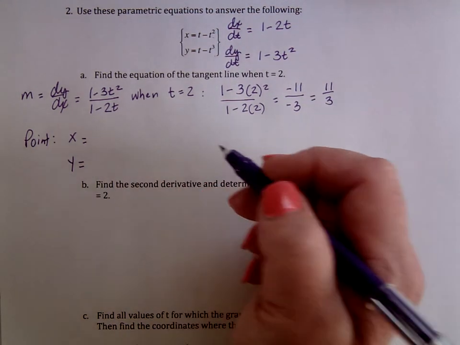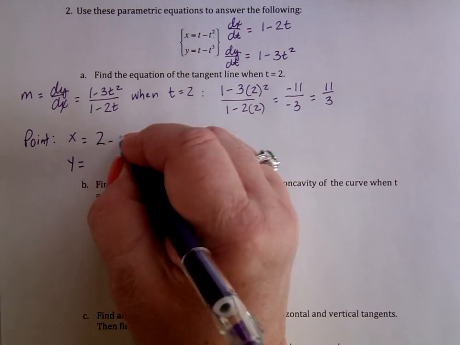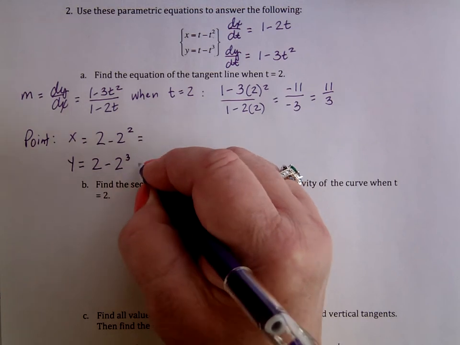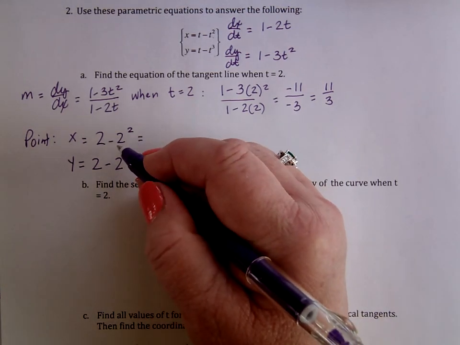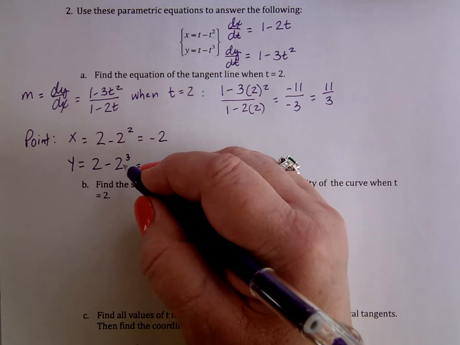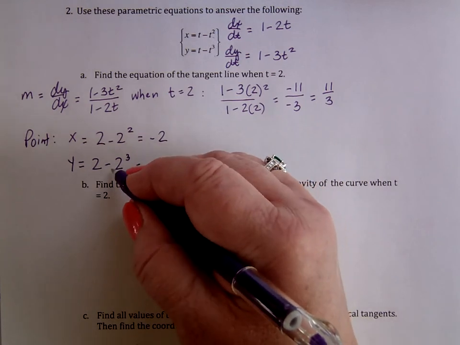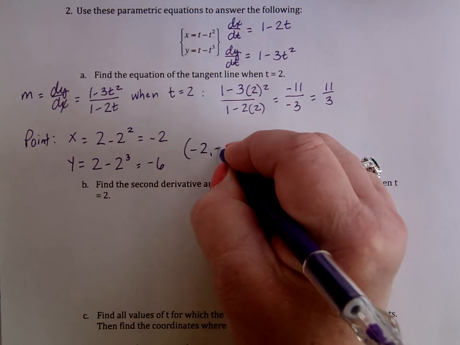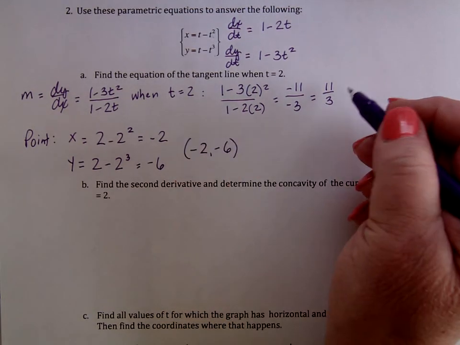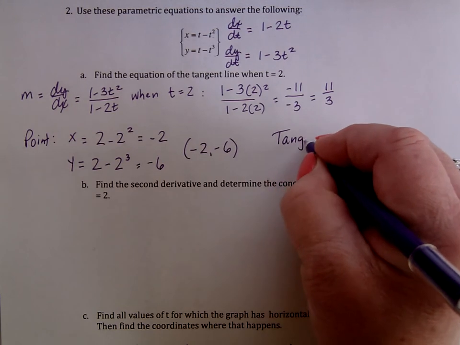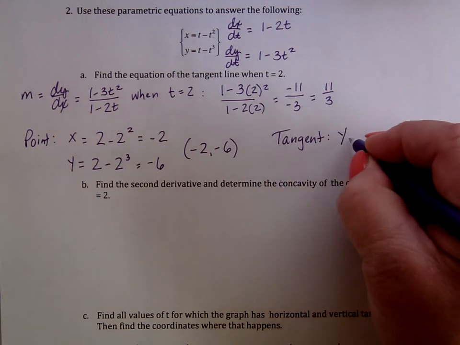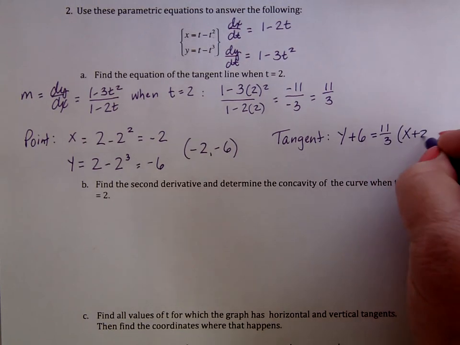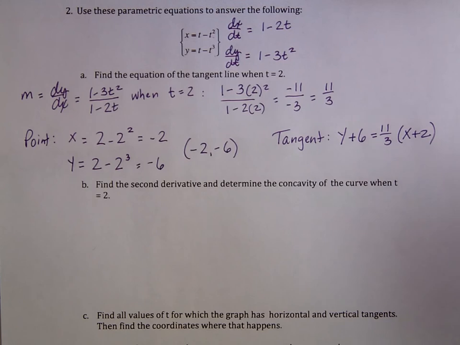If I plug a 2 in for my t's, I get 2 minus 2 squared for the x. I get 2 minus 2 cubed for the y. Negative 4, 2 minus 4 is a negative 2. This would be 8, it's negative. 2 minus 8 is negative 6. And so now I have a point that's negative 2, negative 6, and I have a slope that is 11/3. Here comes my tangent line. The tangent is going to be y plus 6 equals 11/3 times x plus 2. And you just calculated out that tangent line pretty quick.